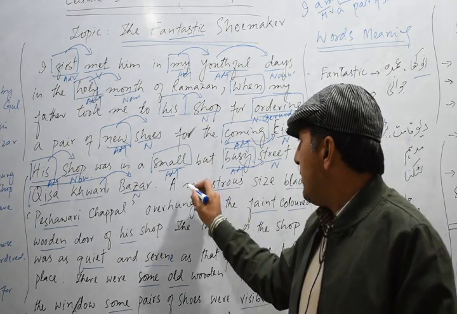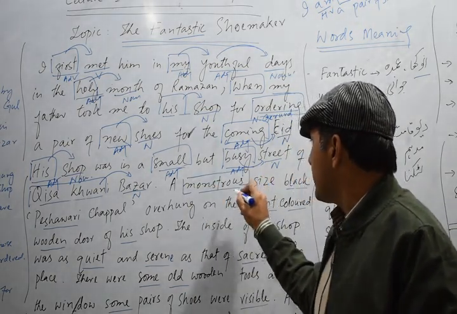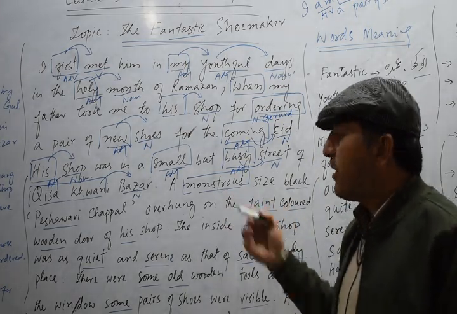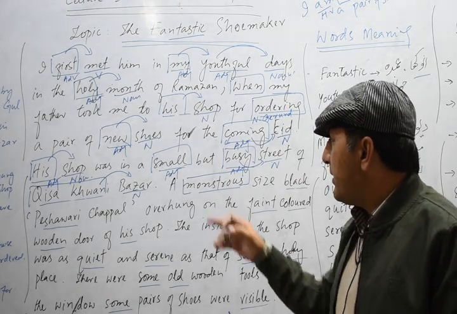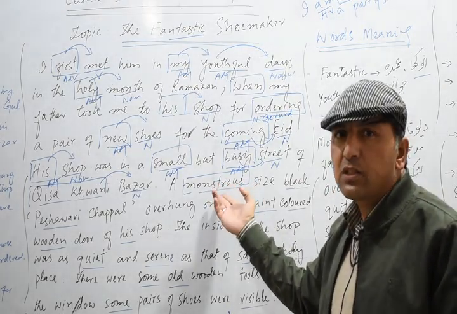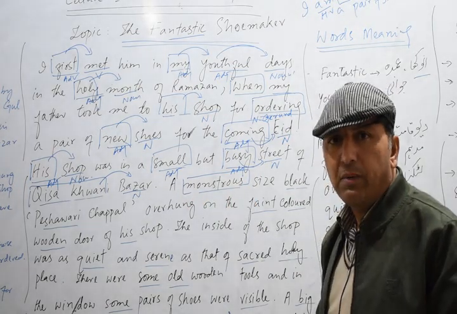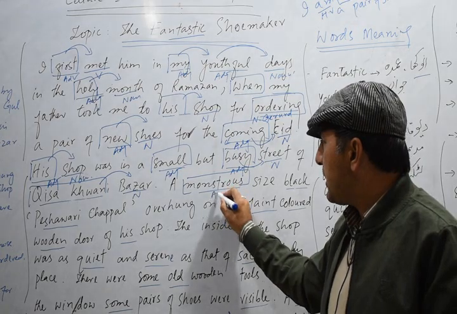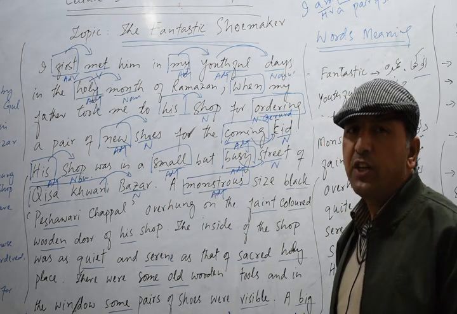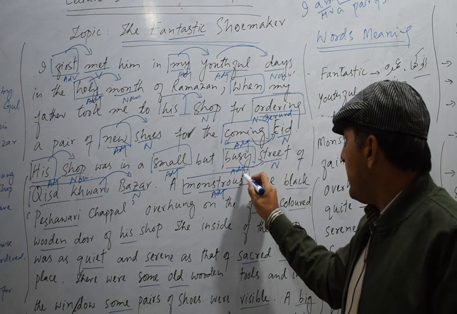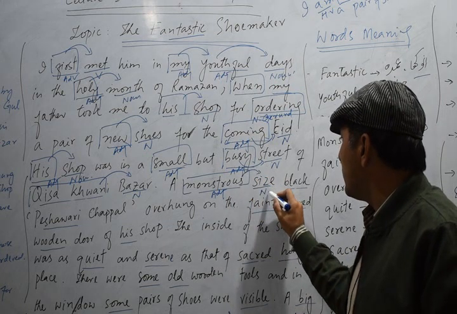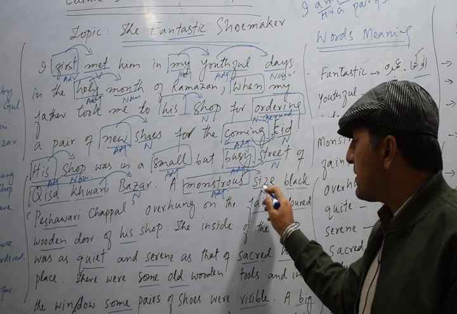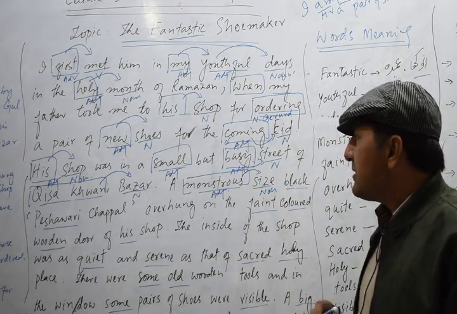Now see, the next we have a monstrous size, black. Monstrous means bada, big. So definitely there must be something that is big, क्या है? पिशावरी चप्पल की बात हो रही कि बहुत बड़ा था. So monstrous is also an adjective, but here it tells us about size. Size is a noun. So monstrous tells us about size, which is a noun. So monstrous is an adjective.